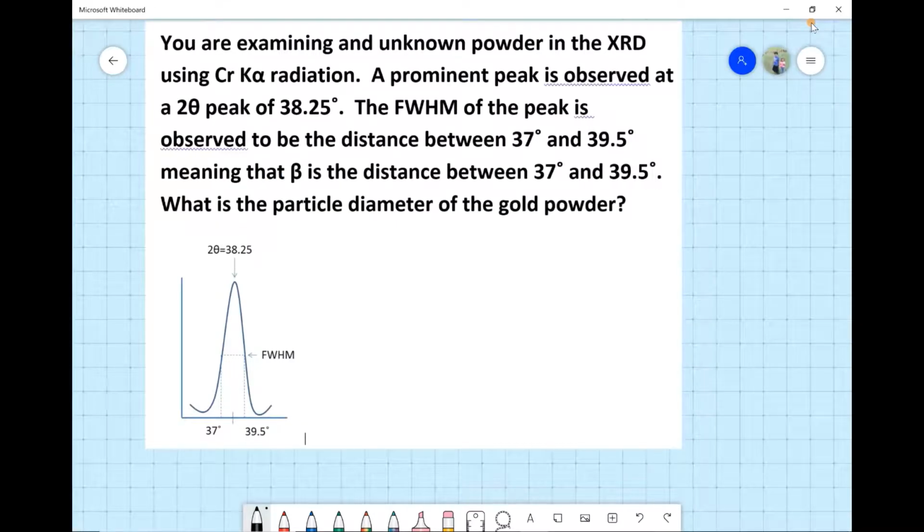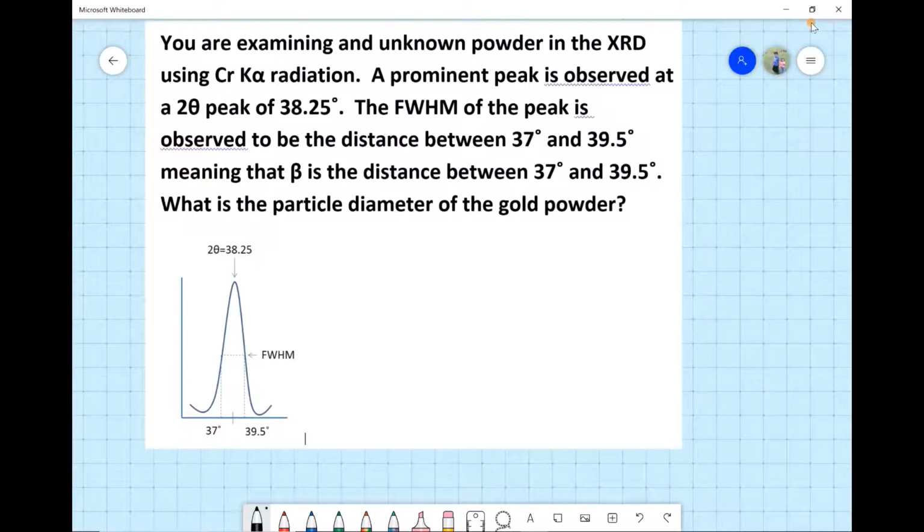All right, so here's an example Scherrer equation problem that we want to work out. I didn't talk about it on the previous slide, so I should probably go over it again, or at least read it to you. You're examining an unknown powder in the XRD. You're using chromium K alpha radiation, so that's interesting. You can see my spell check, or grammar check rather, kicking in.